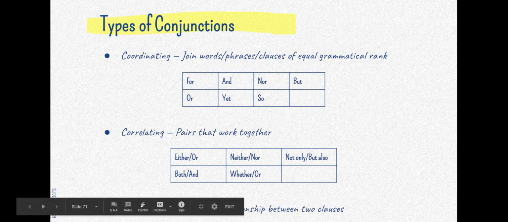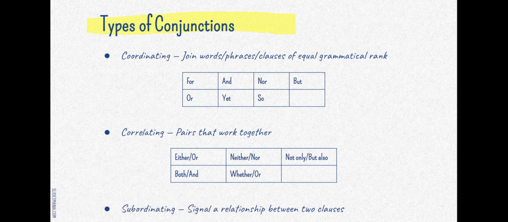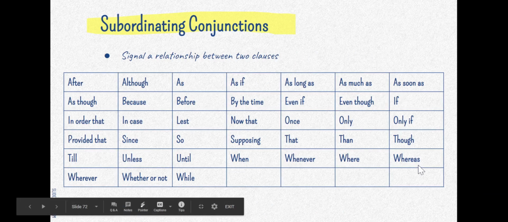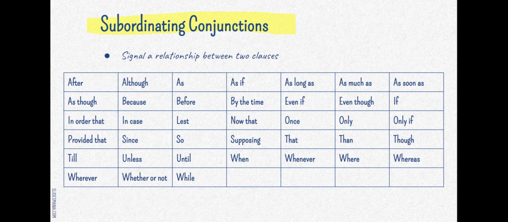And the last type is subordinating conjunctions, which tells the relationship between two clauses. Those are on the next slide. So subordinating conjunctions, these are them. They tell the relationship between two clauses. These are the hardest ones to spot, especially because sometimes they can be at the beginning of a sentence.